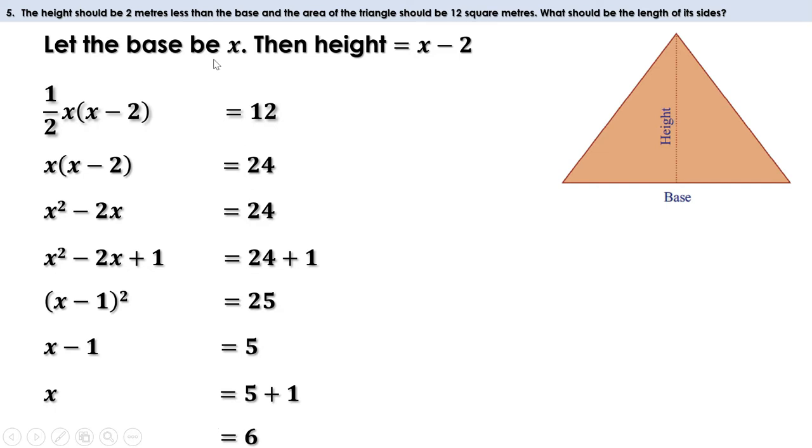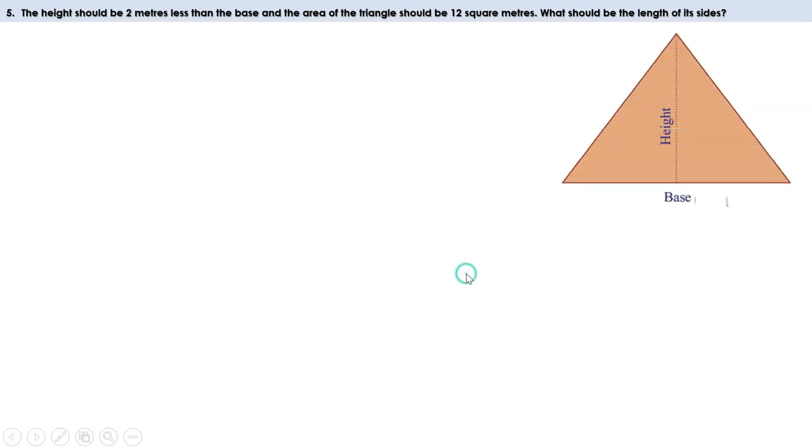x equal to 6, that means the base of the triangle is 6 meters. Then height is 6 minus 2, or 4 meters. Now we have to find these two sides. This is an isosceles triangle and these two sides are equal. Let us consider this triangle. It's a right angle triangle. Since it is an isosceles triangle, the height divides the base into two equal parts. So this length is 3 meters and this is 4 meters. And this is the hypotenuse of the right angle triangle.